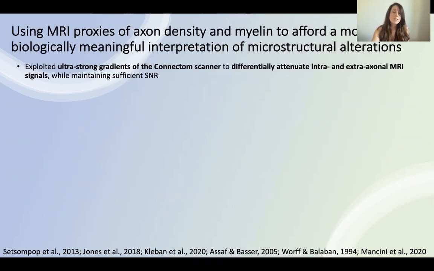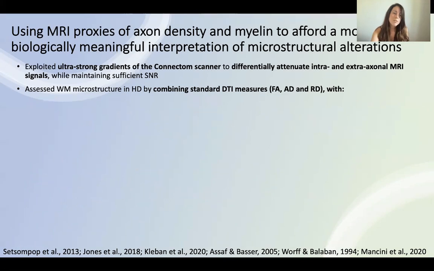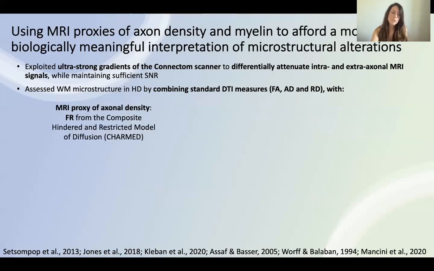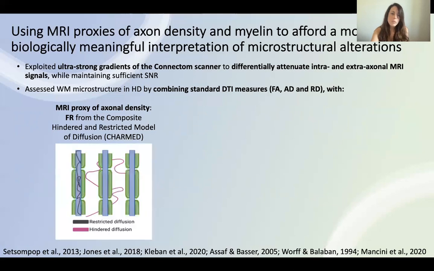What we did in this study was to exploit the ultra-strong gradients of the Connectom scanner, which allowed us to better differentially attenuate the MRI signal coming from the intra-axonal space versus the one coming from the extra-axonal space. Specifically, we assessed white matter microstructure in HD by combining standard DTI measures with an MRI proxy measure of axon density, or FR, from the CHARMED model of diffusion, and with an MRI proxy measure of myelin, or MTR, from magnetization transfer imaging.